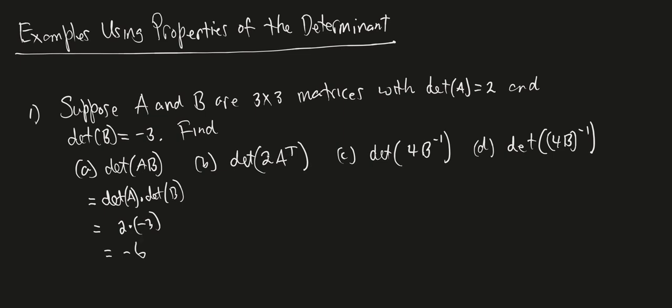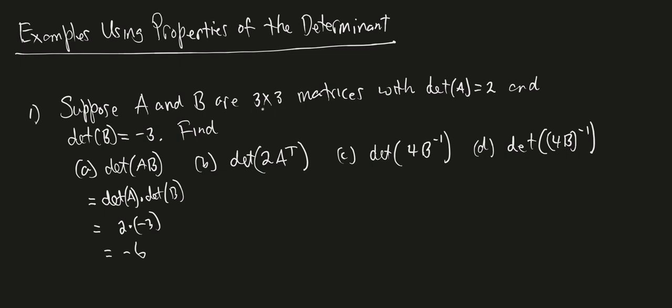The second question deals with two operations, scalar multiplication and the transpose. Now, for scalar multiplication, we have the ability to factor this constant outside the determinant. But the property says we have to know, for instance, how many rows we're going to factor this 2 out of. And that's why we need to know the dimension of the matrix.